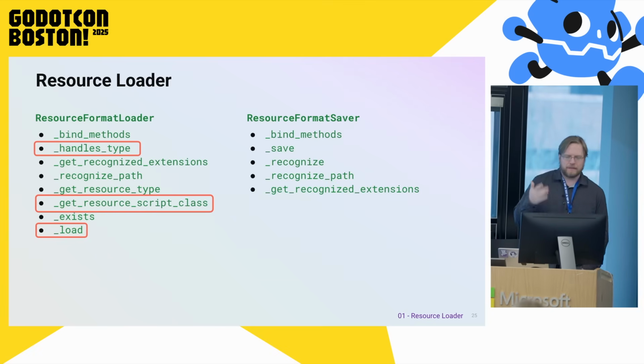Resource format saver is basically very similar. The main method here is save. When you hit Control-S, if you're looking at a script file in the Godot editor, it will save that file out to disk, so you probably should implement it.